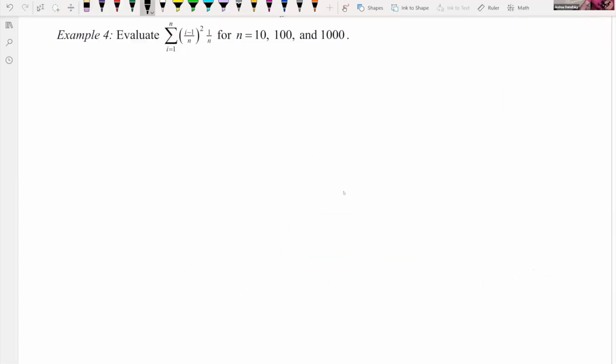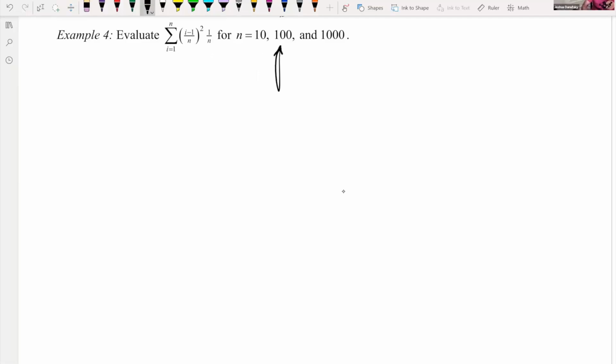Example 4, we're going to evaluate this summation here. We're summing i going from 1 to n of (i minus 1 over n) quantity squared times 1 over n for n equals 10, 100, and 1,000. Okay, so notice what we're doing here. Here, we're going to be adding 10 of these: i equals 1, i equals 2, i equals 3, all the way up to 10. And adding 10 things isn't that big of a deal.